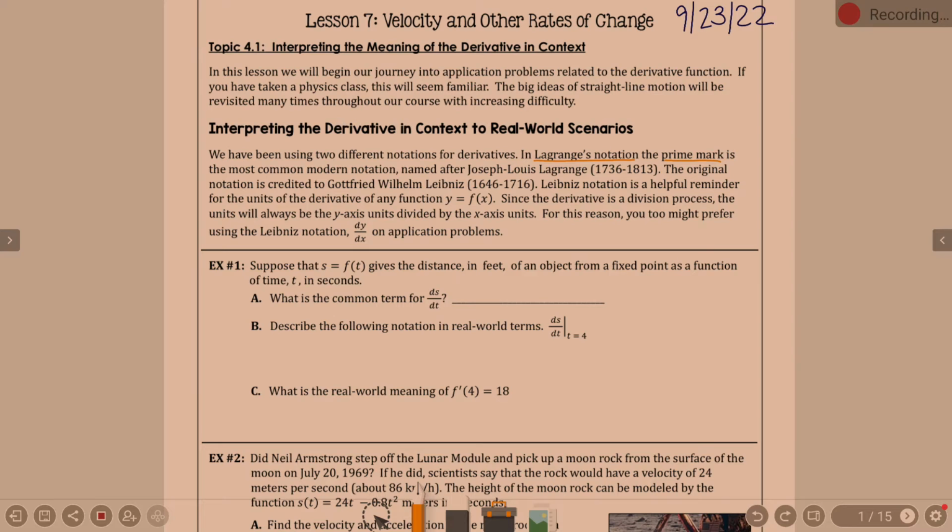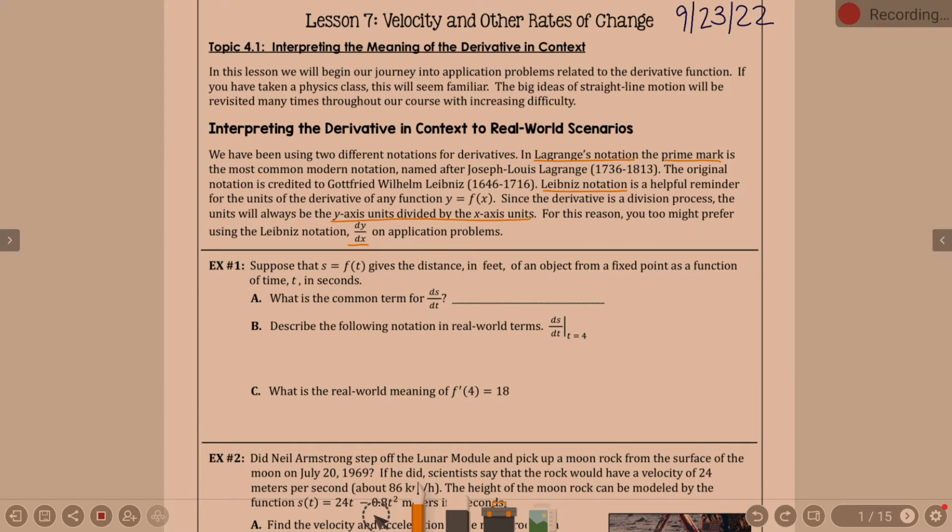The original notation goes back to Leibniz. I can't remember how to say his name, but Leibniz, whatever. Notice it says here that his notation is a helpful reminder for the units. Since the derivative is a division process, the units will always be the y units divided by the x units. That's why we often see dy dx, and I will often read that as the derivative of y with respect to x.